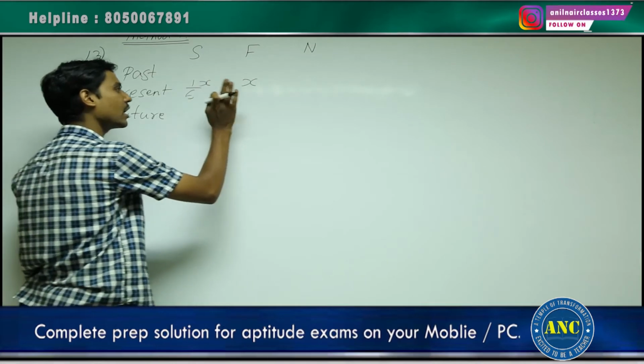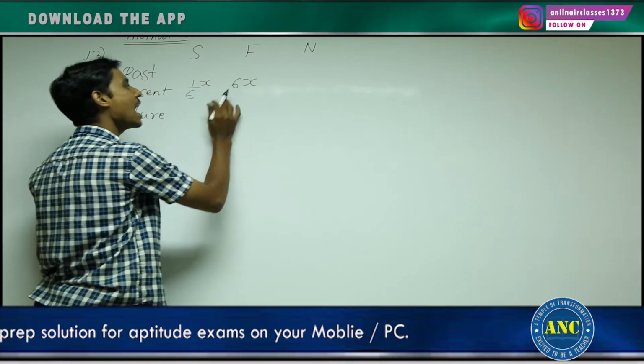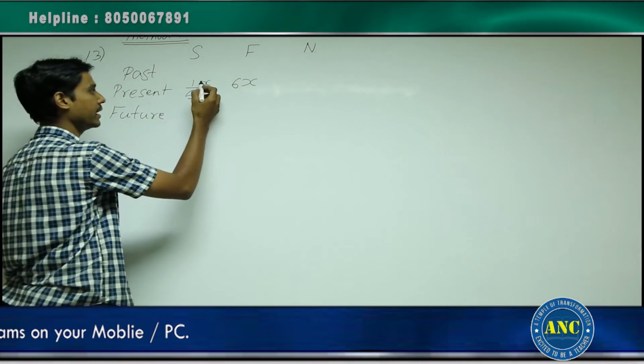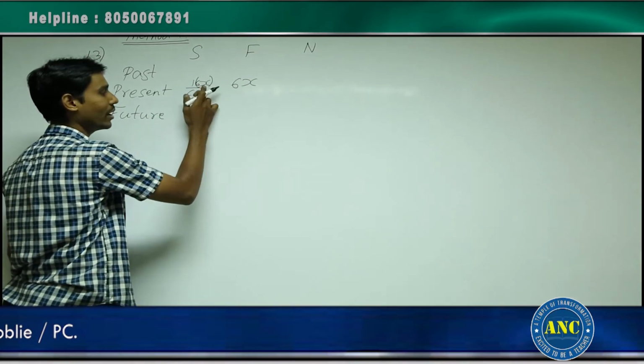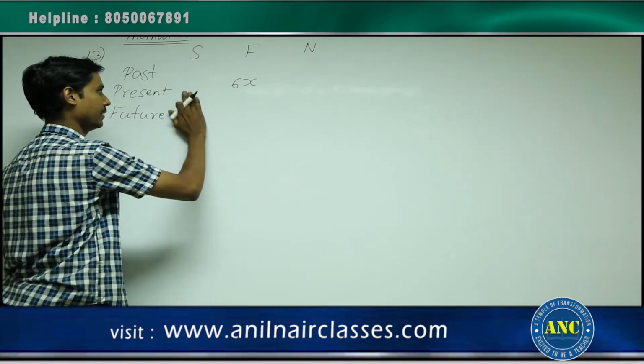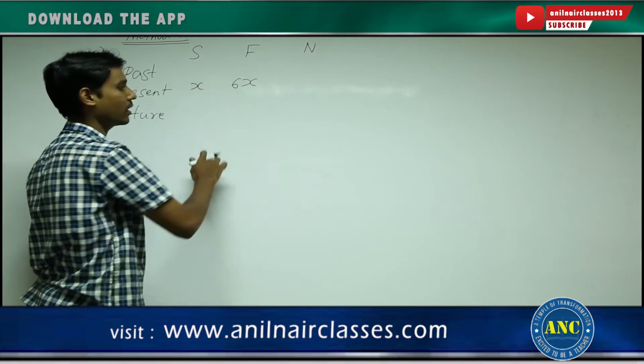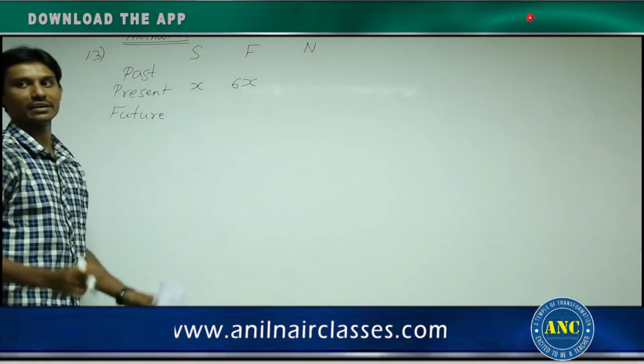That means instead of taking the father's age as x, I will assume father's age as 6x. So Suman's age will be 1/6 of 6x. 1/6 of 6x is x. That means I am not having any fraction. Thereby my efficiency of solving this question will increase, right?